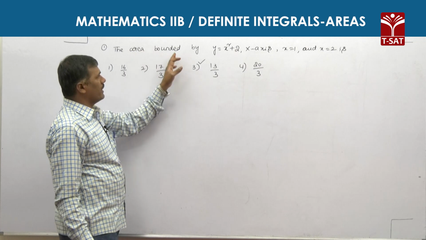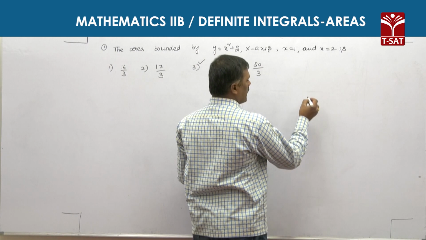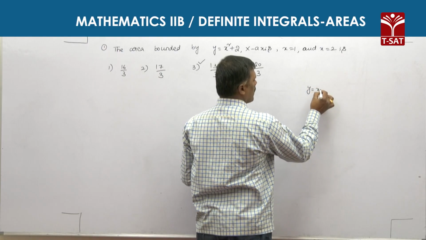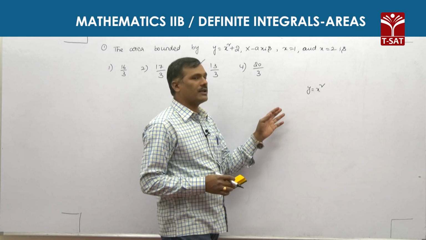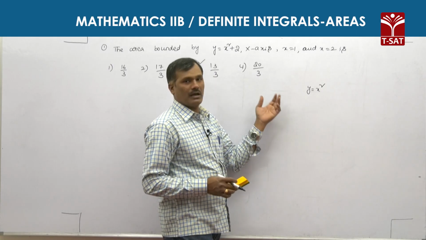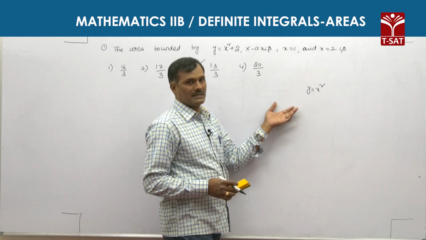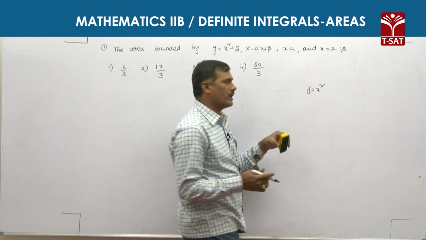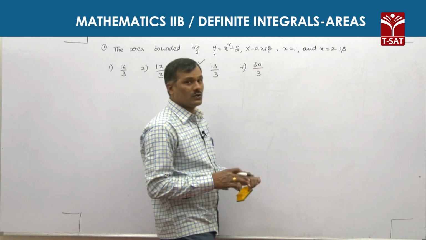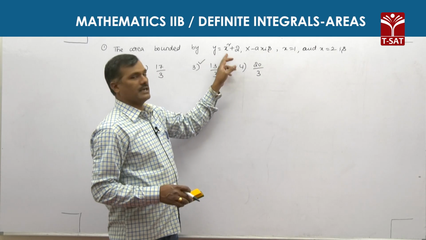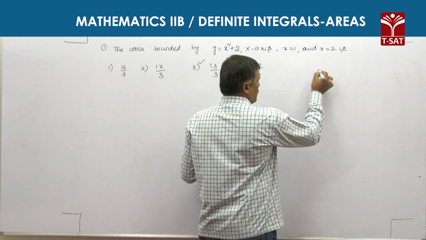The area bounded by the curve y is equal to x square plus 2. Y is equal to x square is an upward parabola. Sorry, not right open, it is an upward parabola. It is in the x square equal to 4ay form, so y is equal to x square plus 2 is there. The total curve is y is equal to x square plus 2. Actually, first draw the figure.